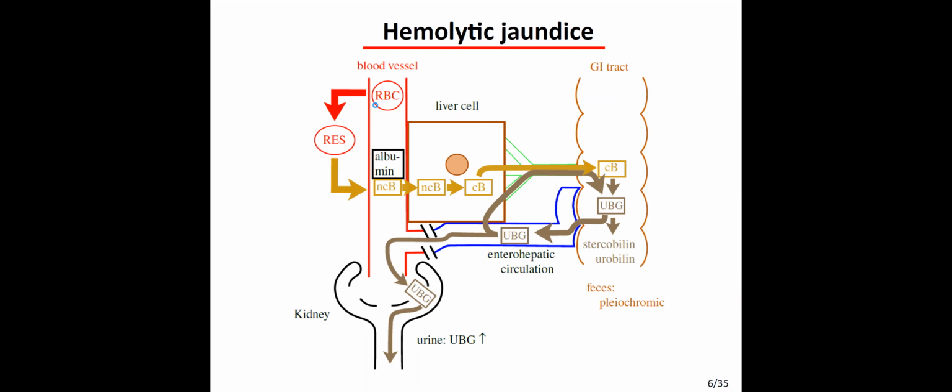So how do we know that the erythropoiesis increased? Because we have reticulocytosis, because the erythroid precursors enter the circulation in the form of reticulocytes. This is what we are going to learn in the next semester as well. Okay, so this is the hemolytic jaundice.